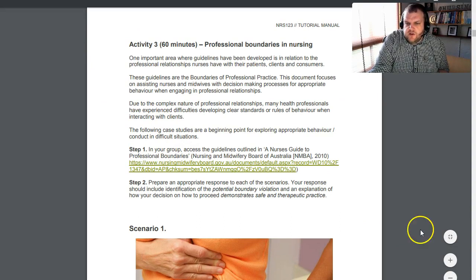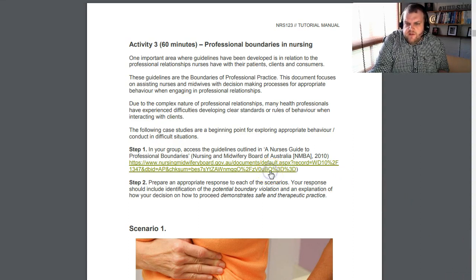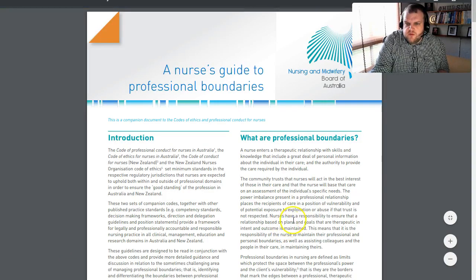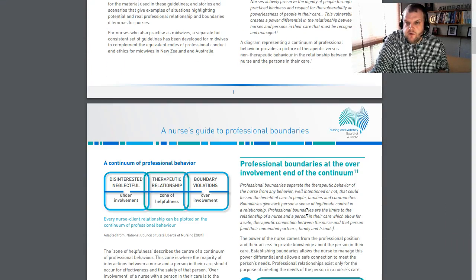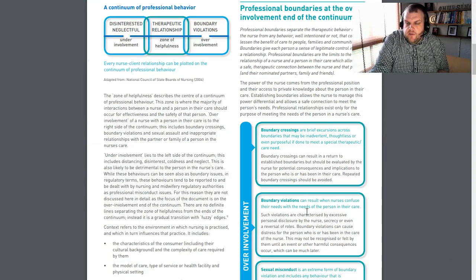There's a good document which is hard to find. I had to go and find it in a different spot from where it used to be. This document is a nurse's guide to professional boundaries. It's hard to find online if you just go searching for it, but I found it and stuck it in there.